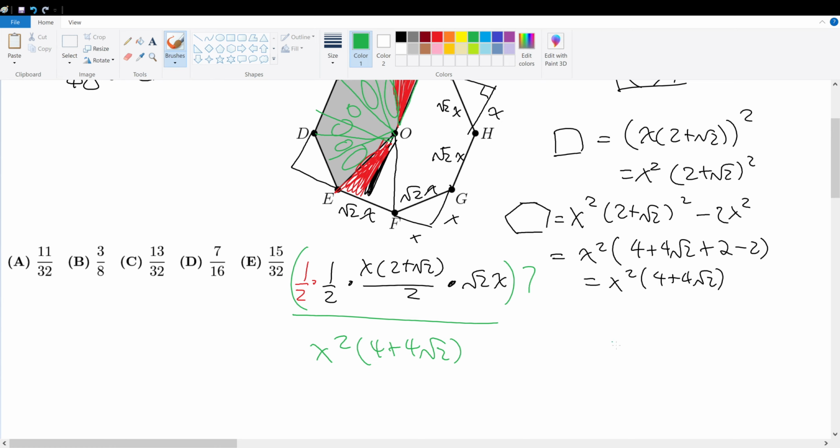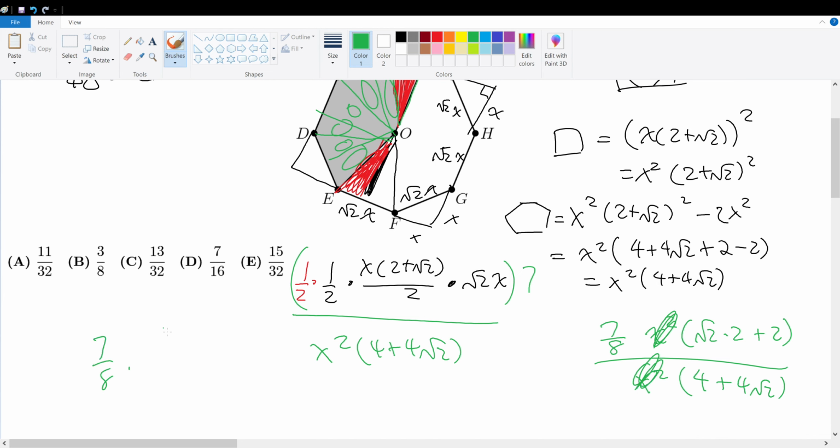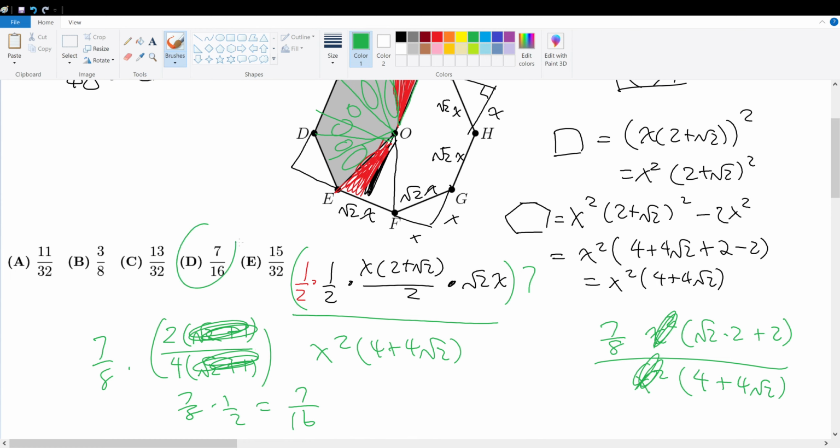Now, let's simplify. We have 7 over 8 times what? Times x squared root 2 times 2 plus 2. And we divide this by x squared 4 plus 4 root 2. Obviously, x squared gets canceled. So 7 over 8 multiplied by, we can factor out the 2, right? So we get root 2 plus 1. Divide this by, we factor out a 4, which is root 2 plus 1. So in other words, the root 2 plus 1 gets canceled, and we get 7 over 8 times 1 over 2, which gives us the final answer of 7 over 16, which is answer choice D, and we are done.